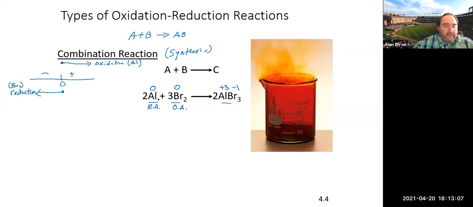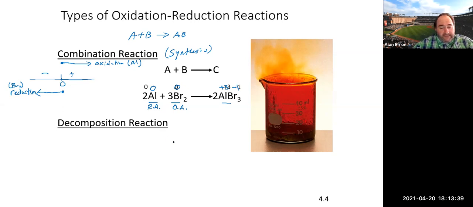Now, although we can classify this as a redox reaction, most people would probably look at this and classify it as a combination or synthesis reaction. Again, remembering the redox reaction is the big umbrella, and underneath that is this type of reaction, which is a combination reaction. Now, another type of redox reaction is a decomposition reaction, which is essentially the opposite of this reaction we just talked about.